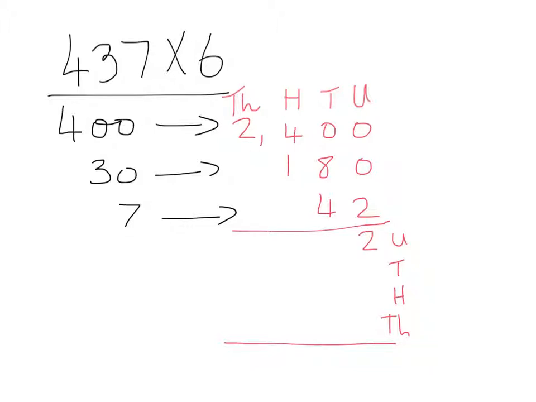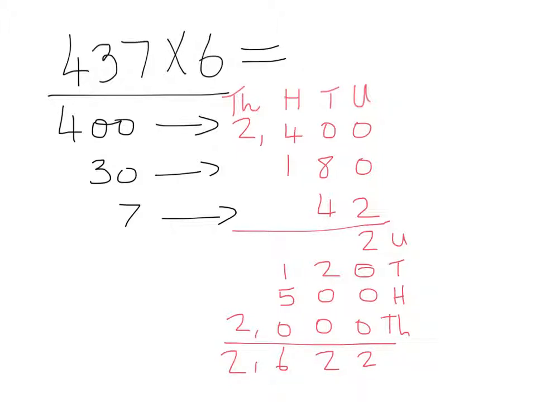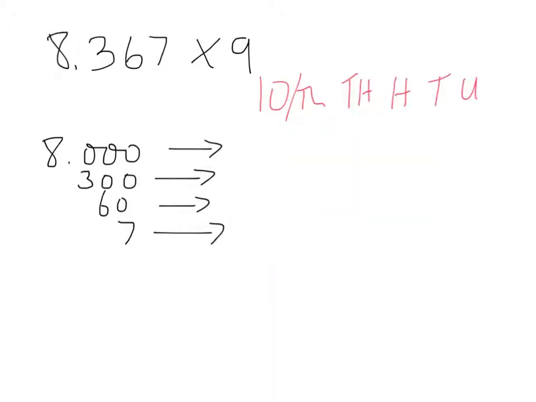2 units are straightforward. I've got 80 add 40. That will give me 120 tens. I've got 400 and 100 making 500, and the 2000 is added with nothing else. If I add all of these up together, I've got 2 units, 2 tens, that's 20, 600 and 2000. So the answer to the original question of 437 multiplied by 6 is 2,622.